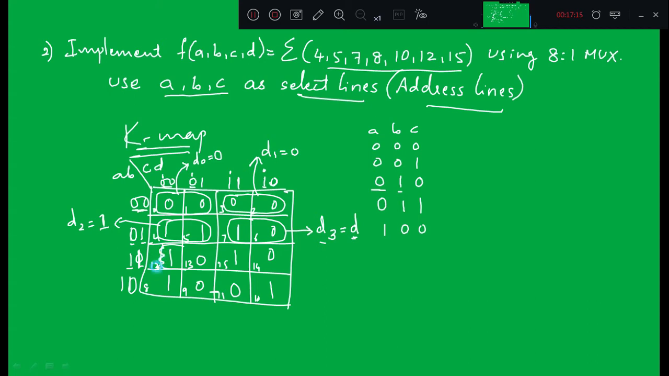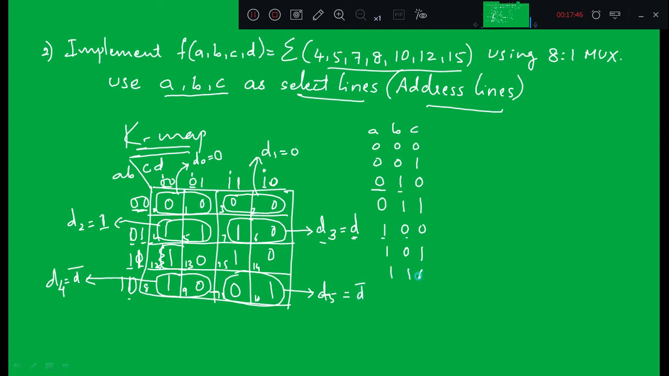So this is 1 0 0: A equal to 1, B equal to 0, C equal to 0. So these two cells, right? So 1 0, compare it with D. So D is the complement of these outputs, right? So what is this? This is D4, which is equal to D bar. Next, 1 0 1, these two cells. Now it is D5, which is the complement of D, so D bar.